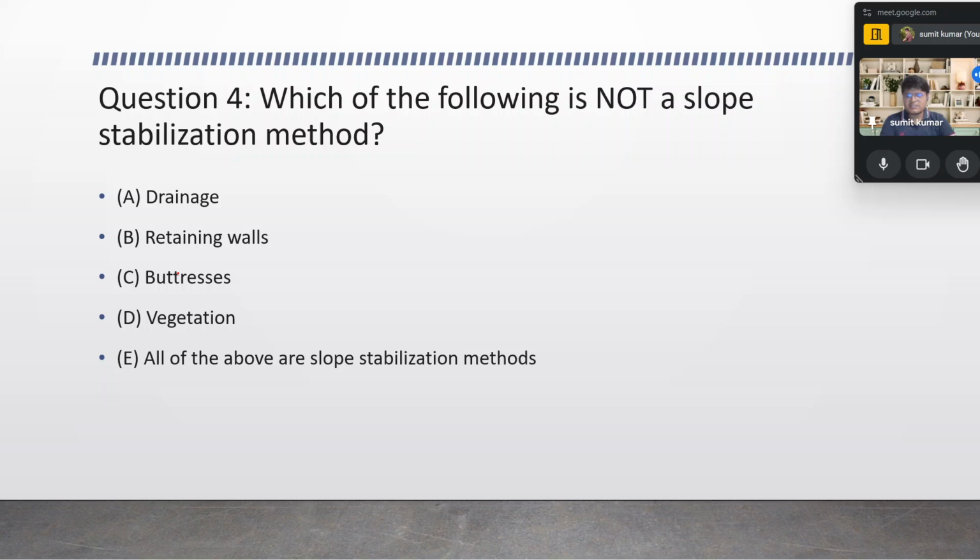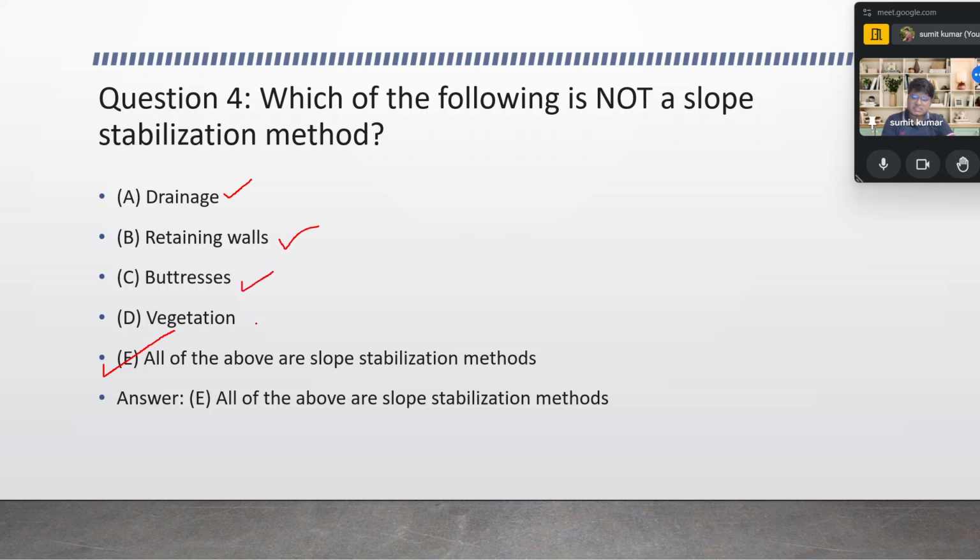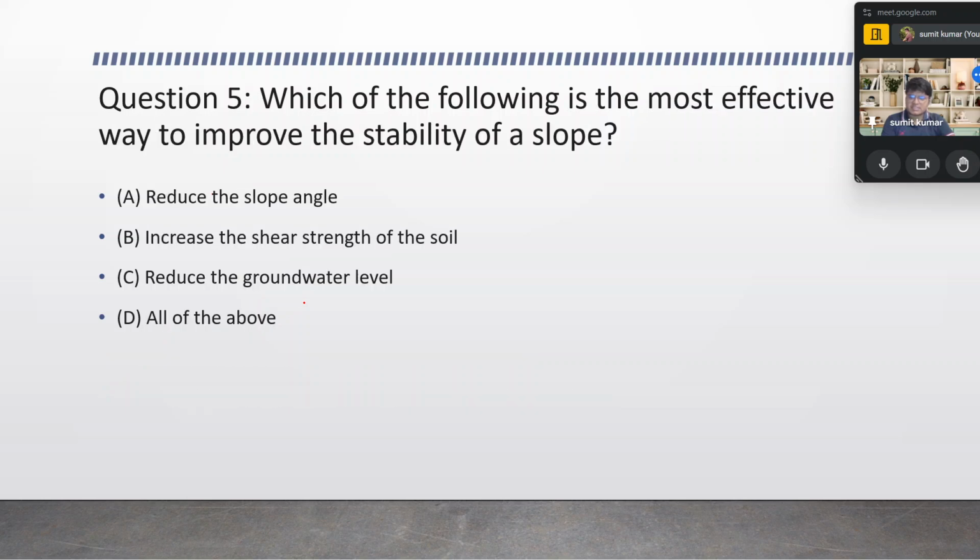And when we see the next problem, which states: which of the following is not a slope stabilization method? Drainage, retaining wall, buttress, vegetation, all of the above are slope stabilization methods. As you see, we provide vegetation in a good manner, buttress, retaining wall, drainage is accurate. So everything is perfect for slope stabilization up to an extent. That's why option E, all of the above, is the correct answer.